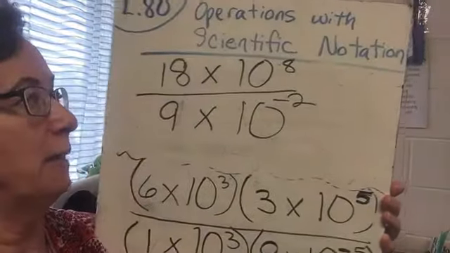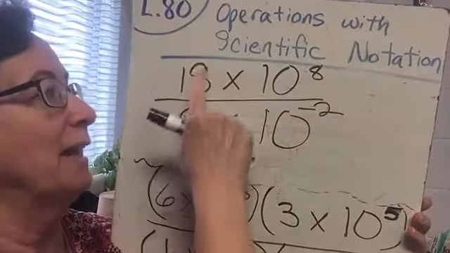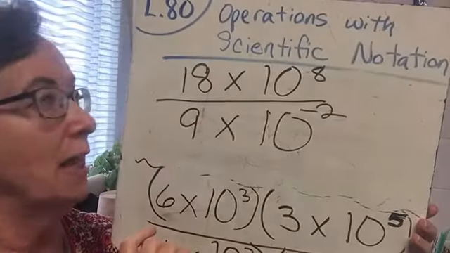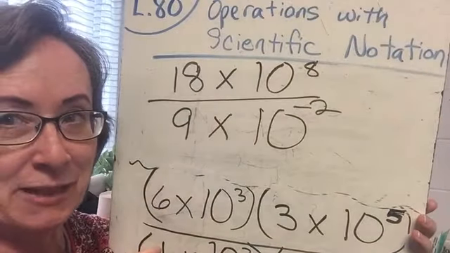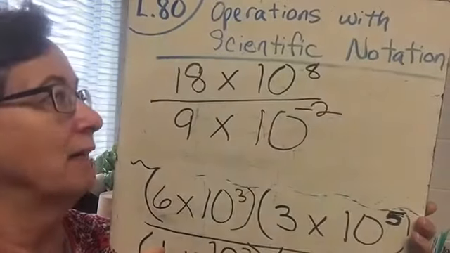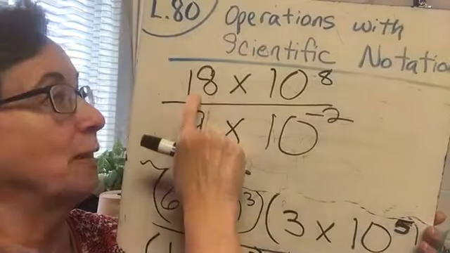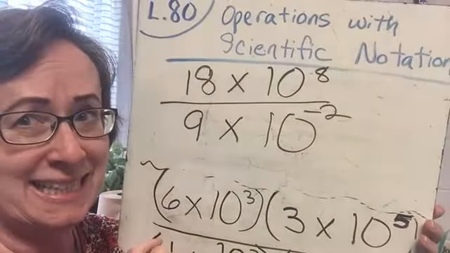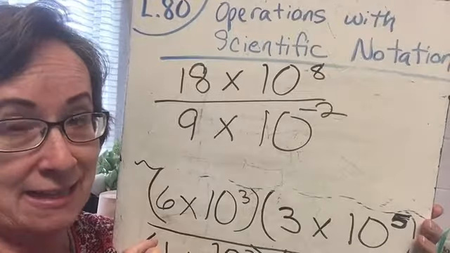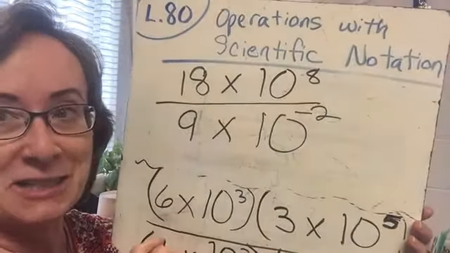Isn't it going to be easier to go ahead and do this division now instead of waiting to get this one completely in scientific notation? I think so. We would get the same answer if we went ahead and made that a 1.8. But I can do 18 divided by 9 in my head. 18 divided by 9 is 2, isn't it?